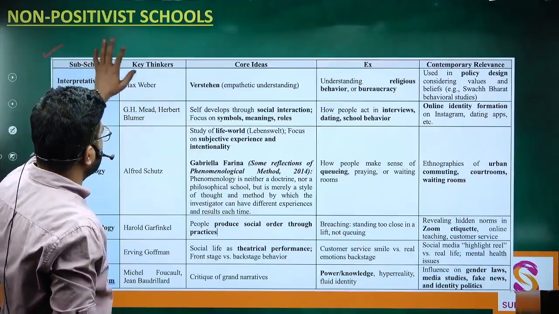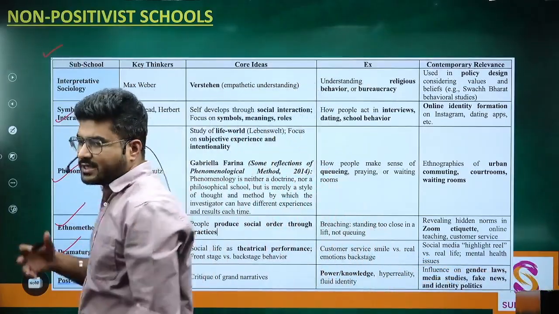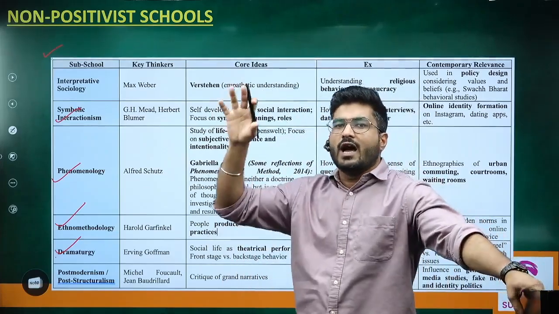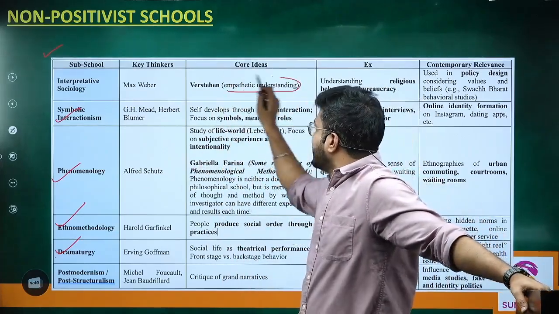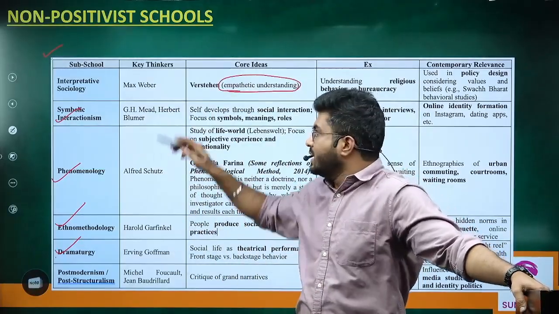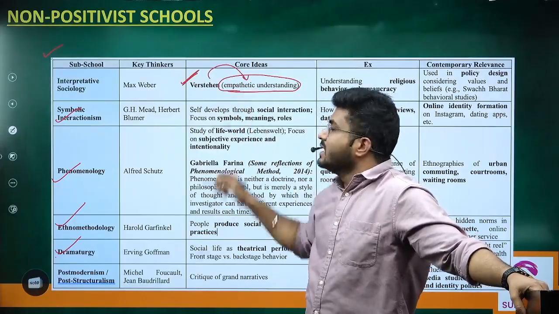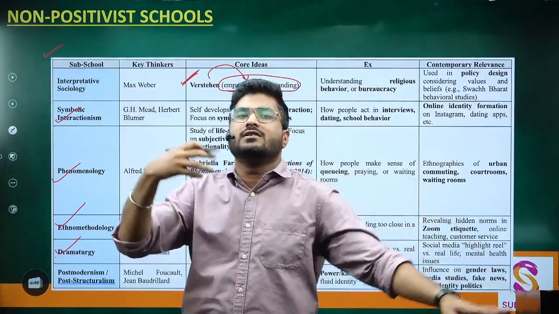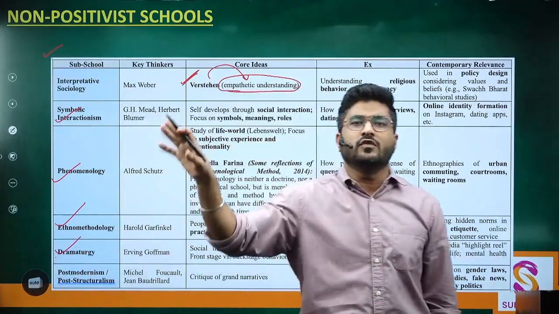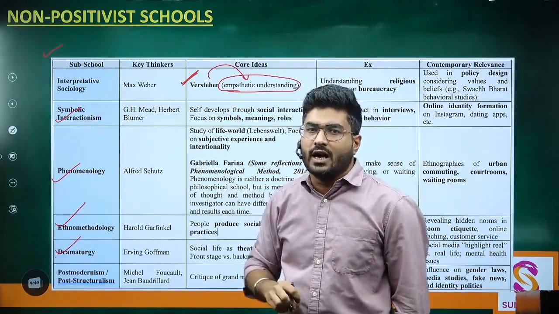The interpretive school, whose key thinker is Max Weber, says that to understand any human action, any social action, any human behavior, we have to be empathetic enough to make an interpretation. Then he uses this German word Verstehen, which means empathetic understanding. That we have to put ourselves in the shoes of the other person to understand the meanings and motives of that particular social interaction or social action which the person has been having. Okay.